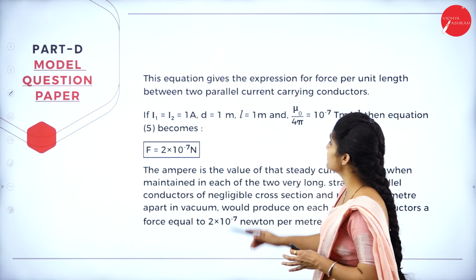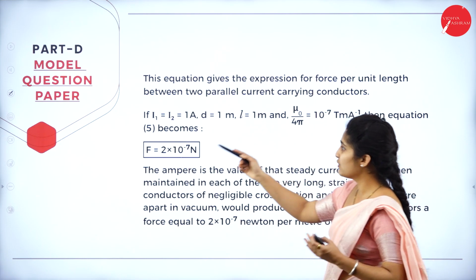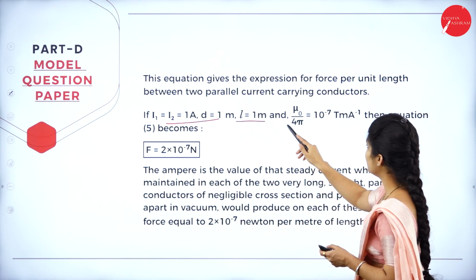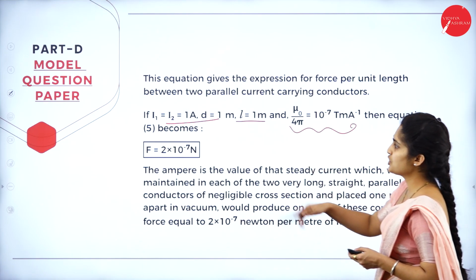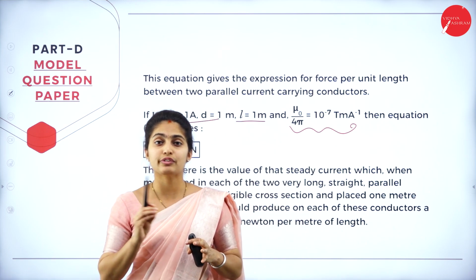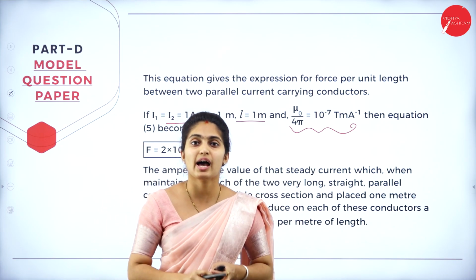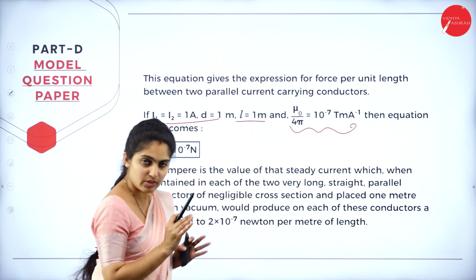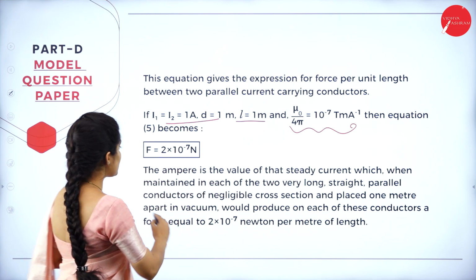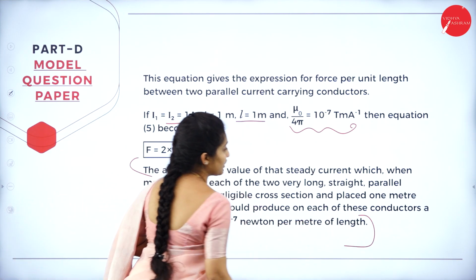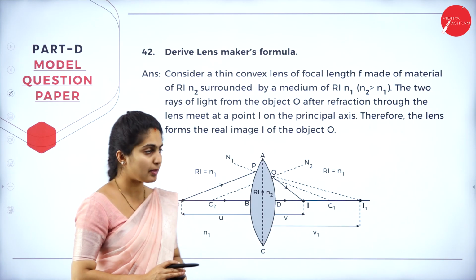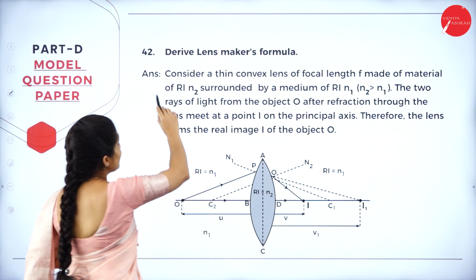Once you write the equation, you can apply it: if I1 and I2 are 1 A, D is 1 meter, L is 1 meter, and the mu naught value you know, then equation 5 becomes the definition. Why are we doing this? Because they had asked us to define 1 ampere in the same set of question. That is why I told you to read the question properly. All these are part D questions, which carry 5 marks.